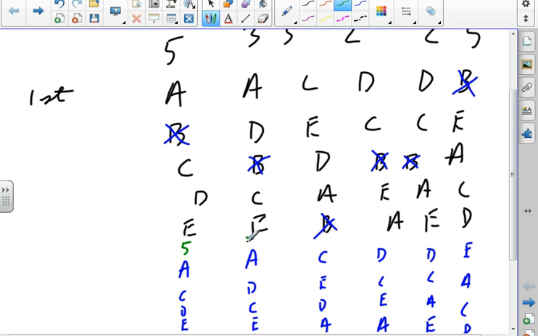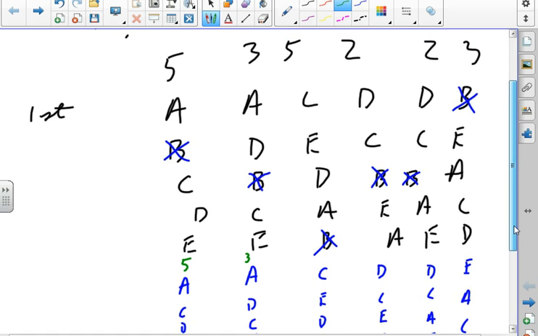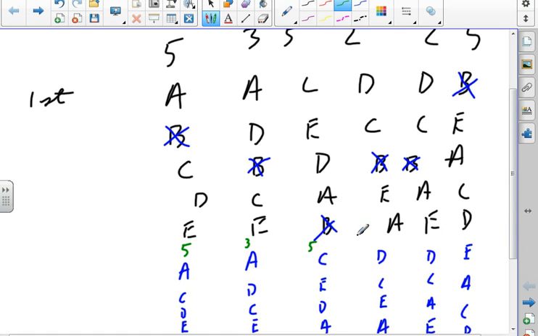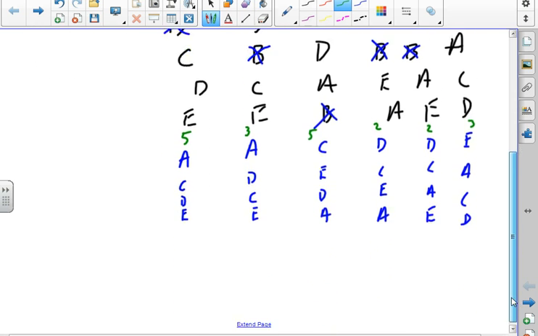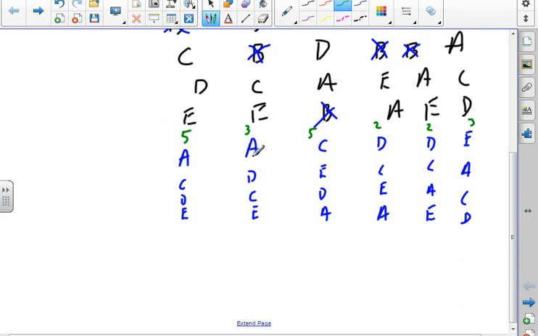5, 3, 5, 2, 2, 3. Okay. And now A has 8, D has 4, E only has 3, so E gets eliminated.